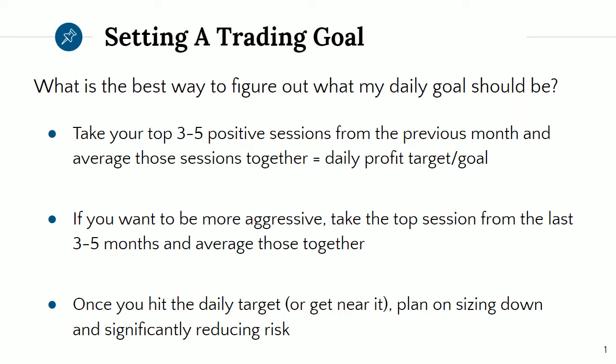A simple way that I go about setting my profit goal is by taking the top 3 to 5 positive sessions from the previous month and averaging those together. Very simple. That average is going to be the daily profit target, or the goal. If you want to be more aggressive, you can go back the last 3 to 5 months, take the top session from each of those months, and average those together. This is most likely going to give you a higher goal. The more conservative way is the top 3 to 5 sessions from the previous month. The more aggressive way is the top session from the past 3 to 5 months.